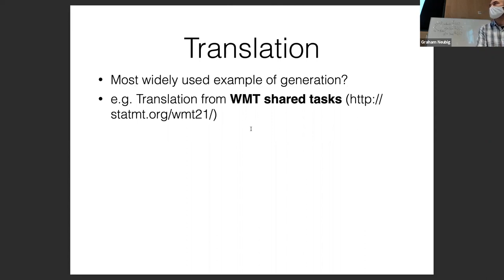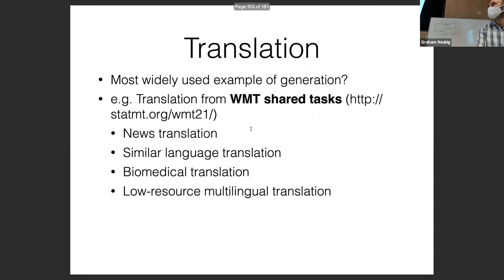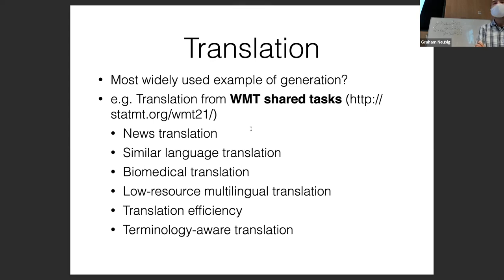So even if you're interested in other things, there's a lot that you can learn from, for example, the WMT shared tasks here. WMT is the Conference on Machine Translation. Don't ask why the W exists. It's because it used to be a workshop, but now it's a conference. Even here, they have lots of different tasks. They have things like news translation, similar language translation, so translation between languages that are very similar, biomedical translation, so this is on a kind of unusual domain, low resource translation, where you have very few resources, translation efficiency, where you try to make the most efficient possible translation system, terminology-aware translation, where you try to make sure you get certain terminology exactly correct, and lifelong learning, where you update a translation model.